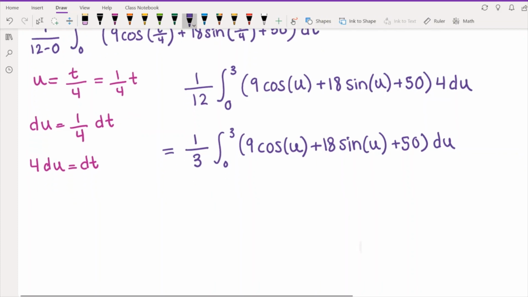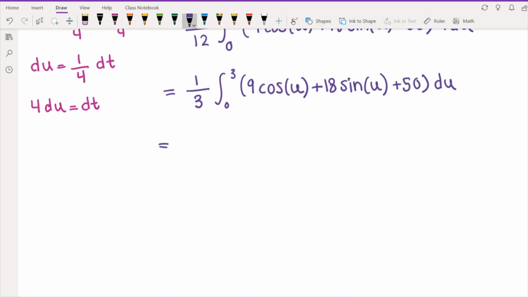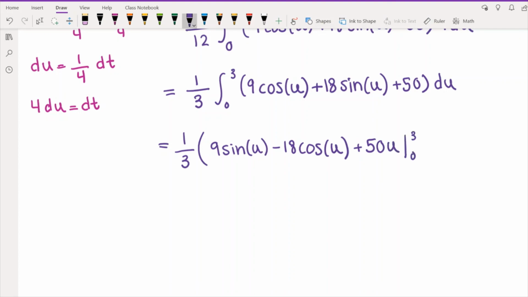Okay, so now we're ready to start finding the antiderivatives and get ready to actually plug some stuff in. So we have 1/3 times, so the antiderivative of 9 times cosine of u would be 9 times sine of u. And then the antiderivative of 18 times sine of u would be negative 18 times cosine of u. And then the antiderivative of 50 is going to be 50 times u. And then we're evaluating at 3 and at 0.